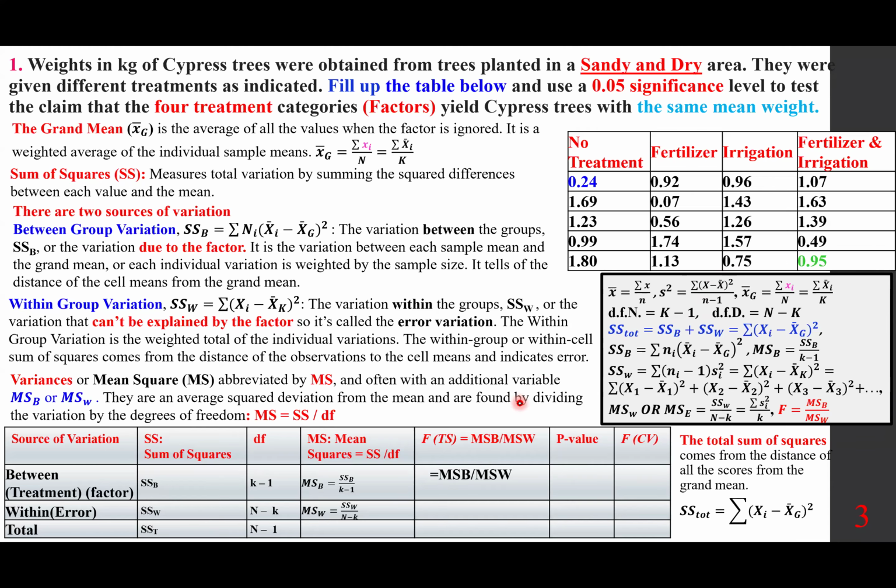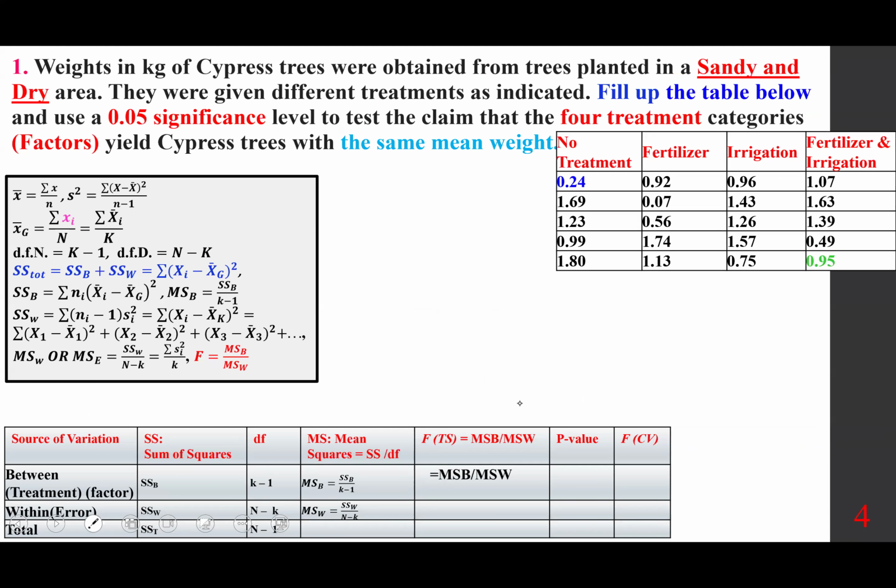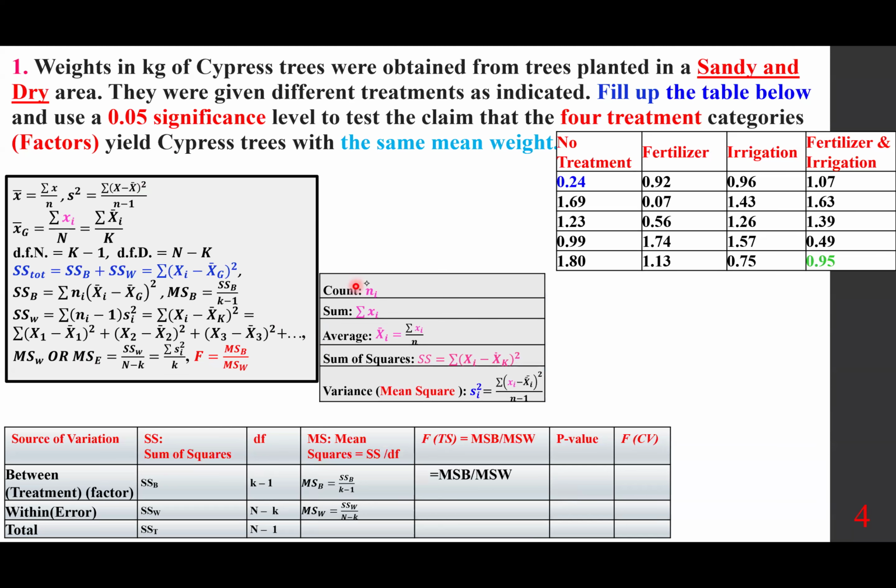So this is the same question, this is the same table, and we want to see how to fill up these tables. We are going to look at some calculations. So how do we get to all these formulas? Let's start with count, n sub i. What does that mean? That means count. How many do we have here?